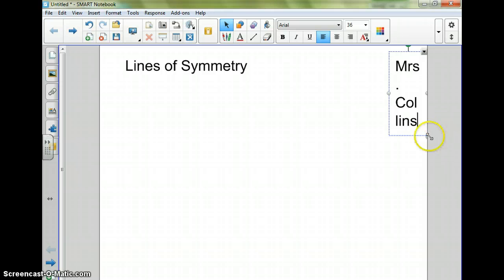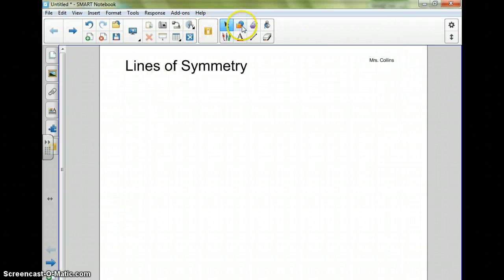I can always change that. Make it smaller, make it bigger, whatever you need to do. I don't really do small. There we go. So we're going to go to where we make our shapes.